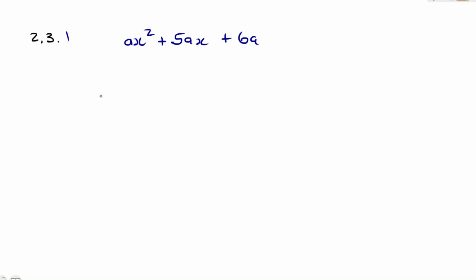Okay, so let's solve this one. I hope you did factorize it. Now let's check for the final solution. To factorize this one, you can see that we have a as a common factor throughout the three terms. The first term has a, the second term has a, the third term has a. So let's take out a as a common factor. We are left with x squared plus 5x plus 6.